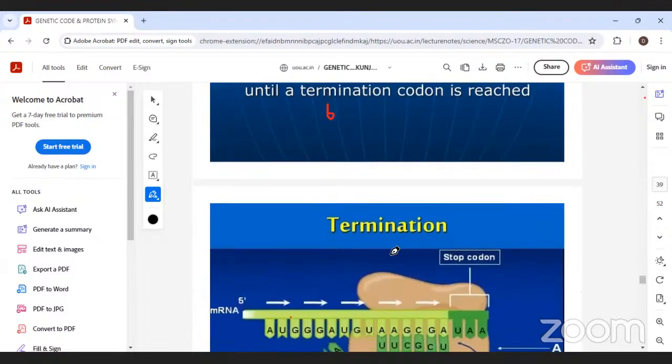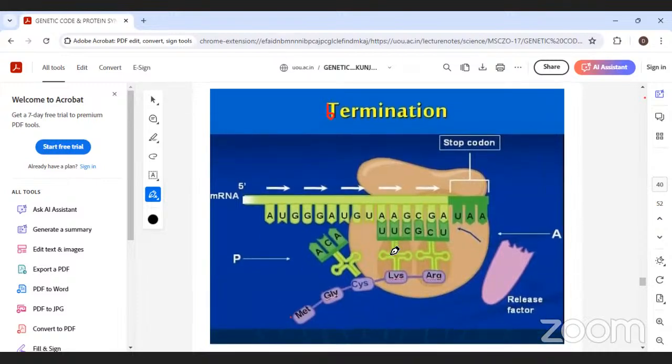Coming to the next one, the termination step. This process is going on, but where do the codons stop? At termination, at the end of the polypeptide chain, chain synthesis stops and an enzyme brings about hydrolytic splitting of the last peptidyl tRNA ester linkage, releasing the polypeptide chain, and the ribosome is dissociated from the mRNA.